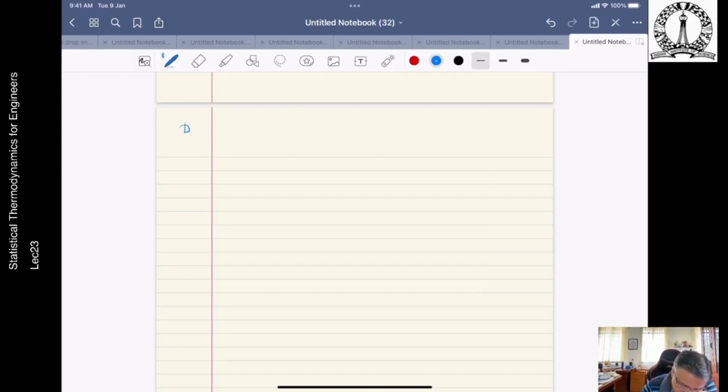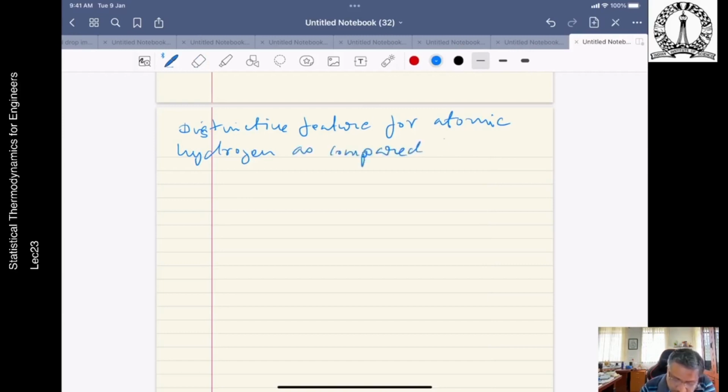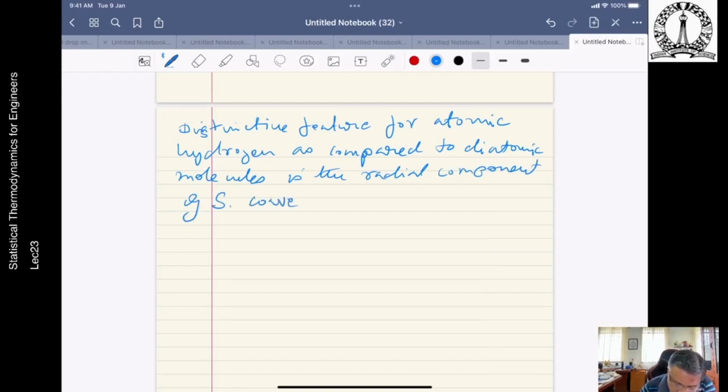So if we write it, the distinctive feature for atomic hydrogen, as compared to diatomic molecules, is the radial component of the Schrodinger wave equation.